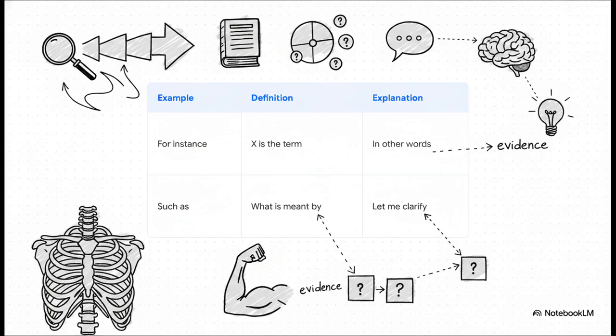If they're defining something, look out for X is the term for, what is meant by, or can be defined as. And if they're gearing up for a long explanation, they'll use signposts like, in other words, let me clarify, or to put it another way. The second, and I mean the literal second you see these phrases, your brain needs to immediately recognize, okay, this is evidence, this is the muscle.